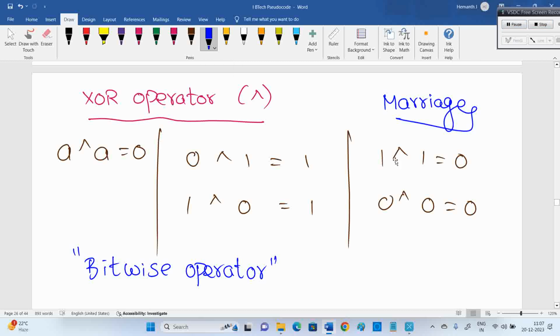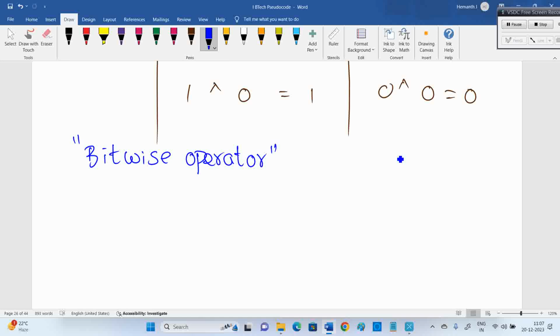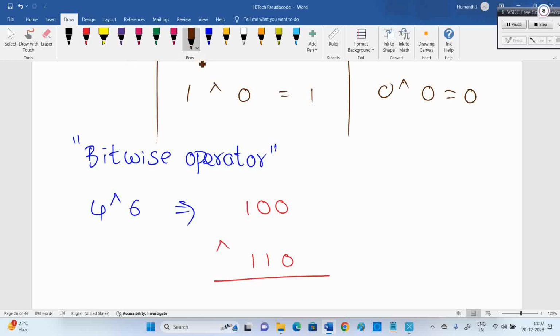Suppose I want 4 XOR 6. 4 is nothing but 100 in binary, and 6 is nothing but 110. I'll explain how you get that, but first let me complete 4 XOR 6. 0 and 0, what is XOR? 0. 0 and 1 gives 1. 1 and 1 gives 0. So we got 0, 1, 0, which in decimal is equal to 2.